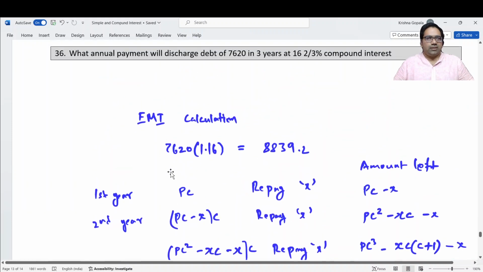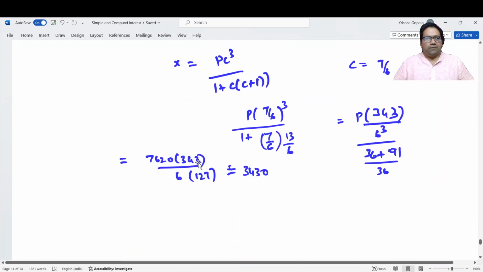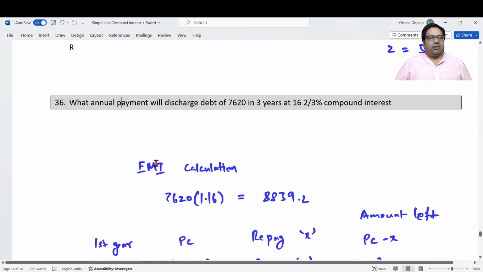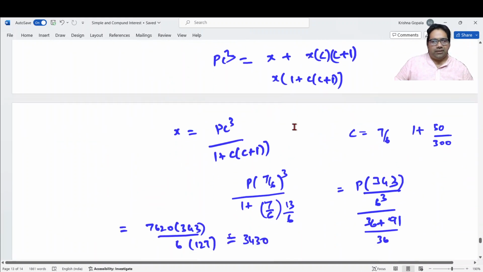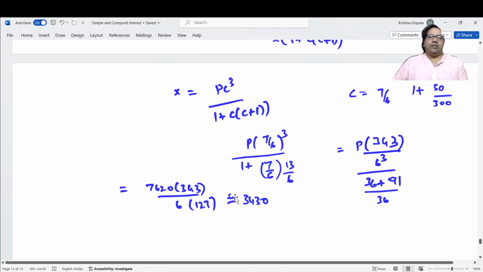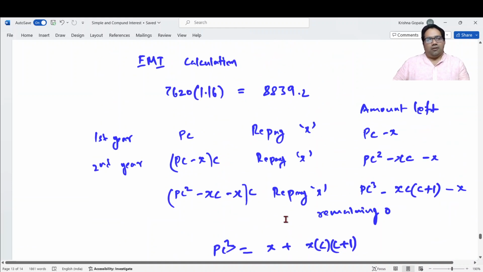what is P? P originally it is 7620. We'll just simplify 7620 into 343 by 6 into 127. Alright, simplifying this, that means 3430. That is X. What that means is, when you are taking a 7620 loan and you have to repay in 3 years at 16 2 by 3% compound interest, then every year you have to pay 3430. Every year you have to pay 3430 so that you will be able to repay all of this.